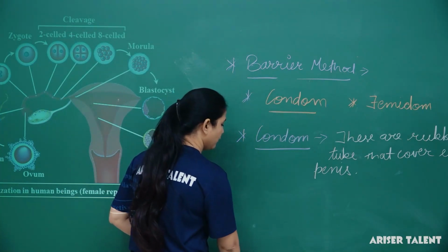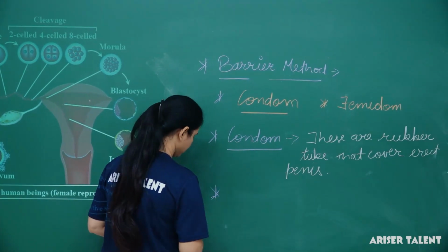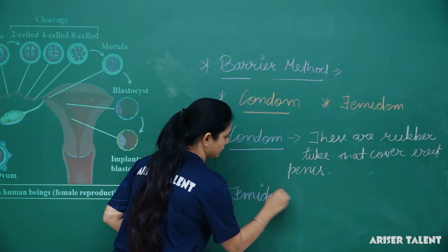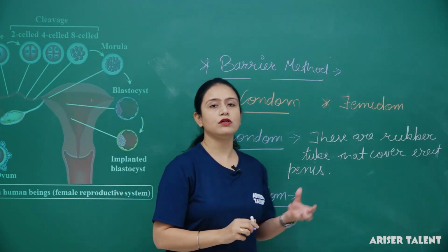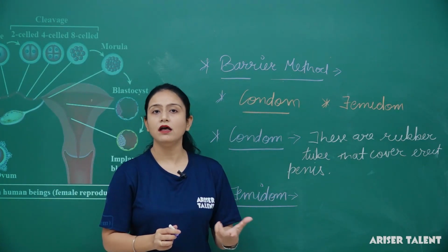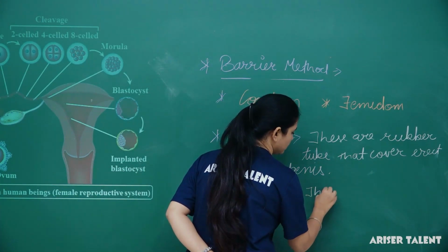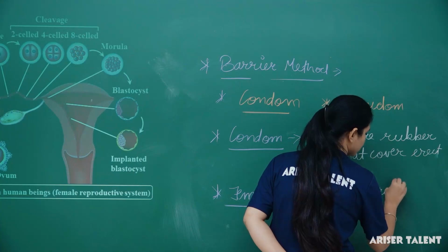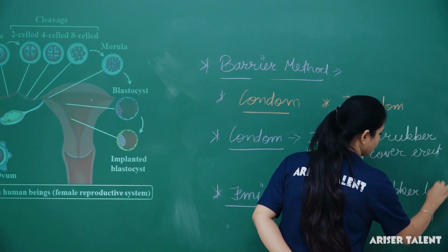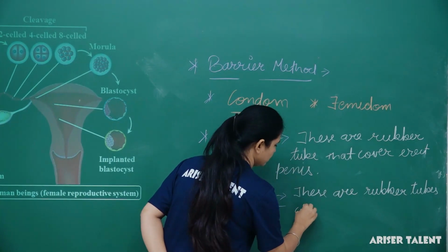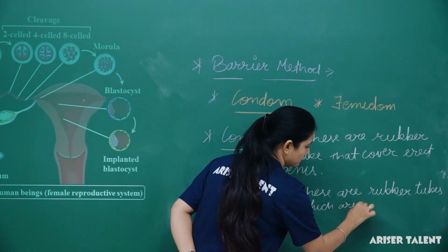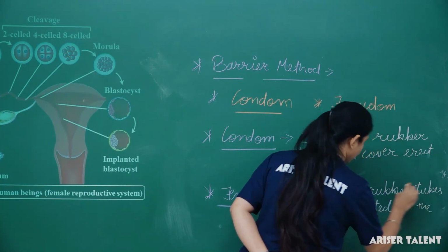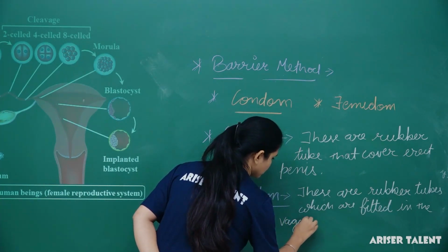Next is femidom. What are these femidom? Femidoms are also rubber tubes which are fitted in the vagina. These are rubber tubes which are fitted in the vagina.